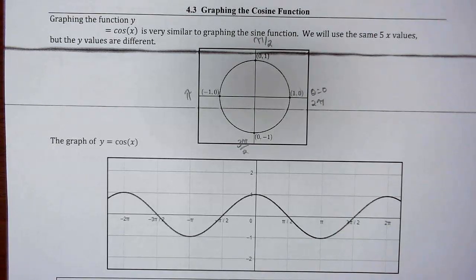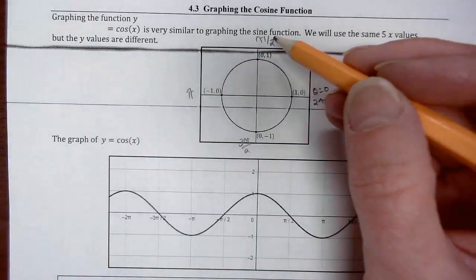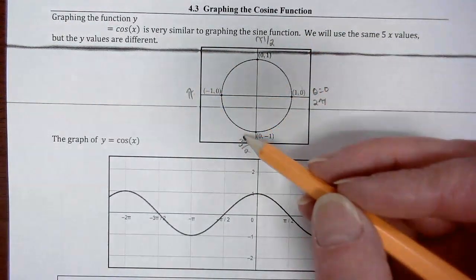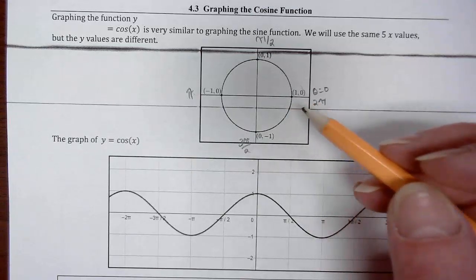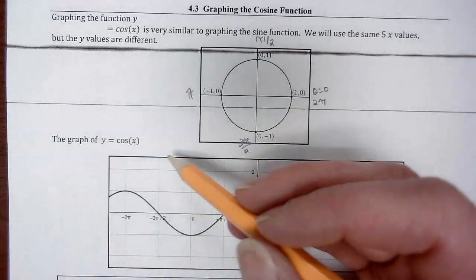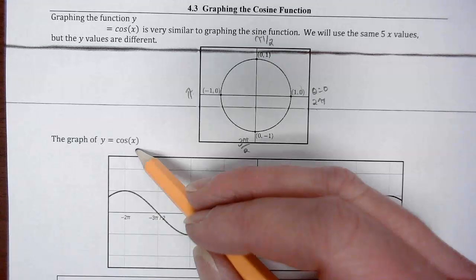Today we're going to be graphing cosine x, so cosine of an angle. Now it's very similar to graphing sine. We're going to use the same 5 x values, which is our angle: 0, pi over 2, pi, 3 pi over 2, and 2 pi, but our y values for the function are different. We're finding the cosine of each of those angles.